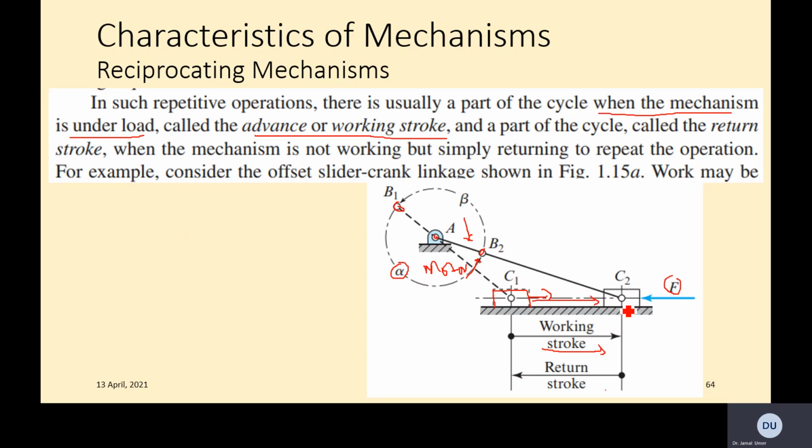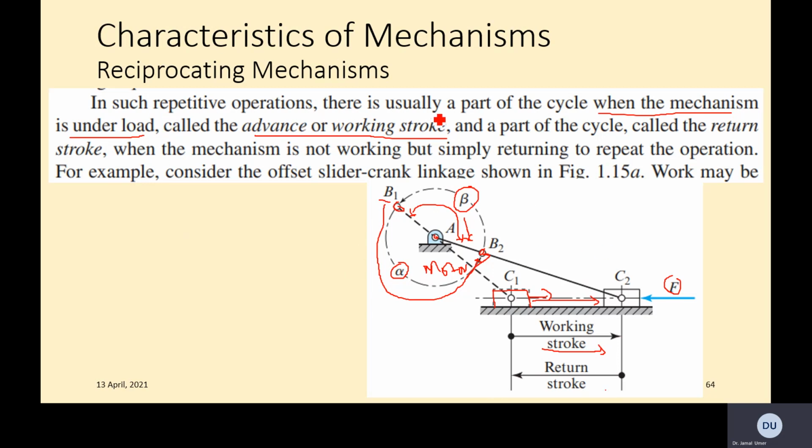But on the way back, after the work is done, we have to come back from B2 to B1. And during that, the angle covered is beta. So now it is quite visible. The alpha is much larger. You see, alpha is going all the way to here, and beta is a relatively smaller angle. So it's like this one. Now I hope you have understood. So I'll just go through again.